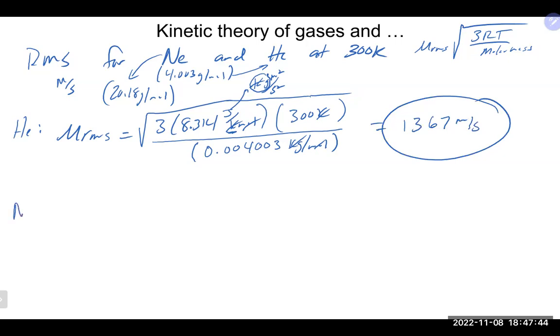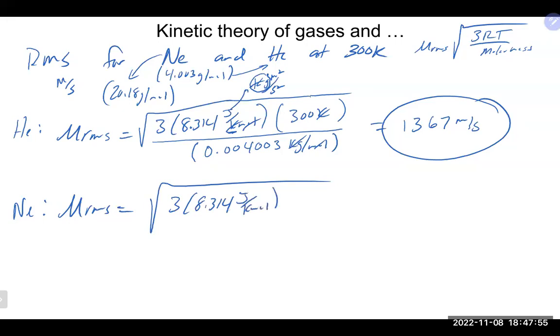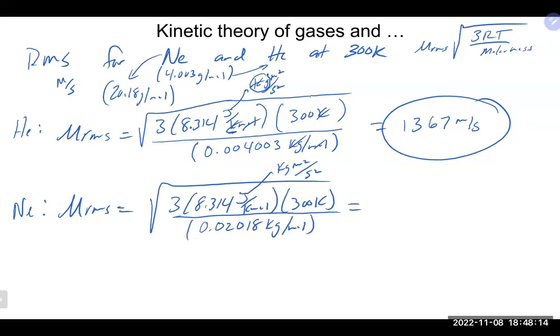We do our same calculation here for neon. It's almost identical, except for obviously the molar mass here. So we'll do 3 times our 8.314 joules per Kelvin per mole, our 300 Kelvin, and once again, kilograms meters squared per second squared on that guy. That is going to also be divided by 1,000, which gets us 0.02018 kilograms per mole. And that would get us 3 times 8.314 times 300 divided by 0.02018.